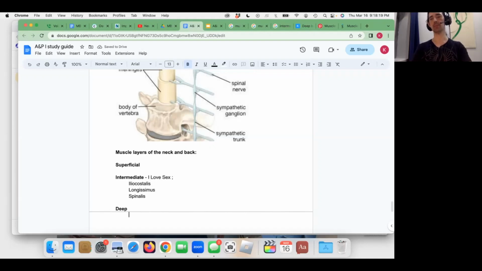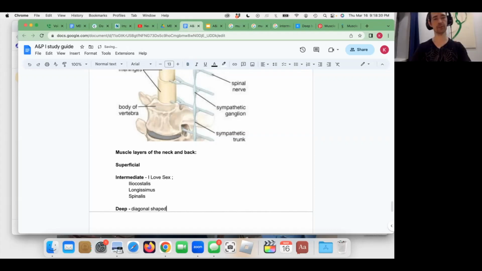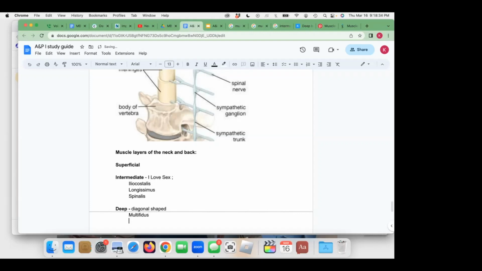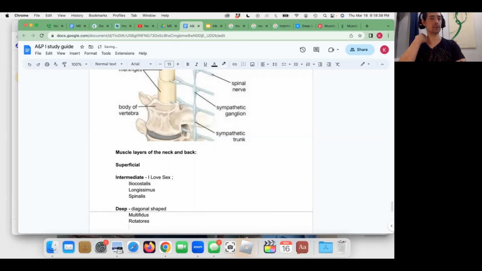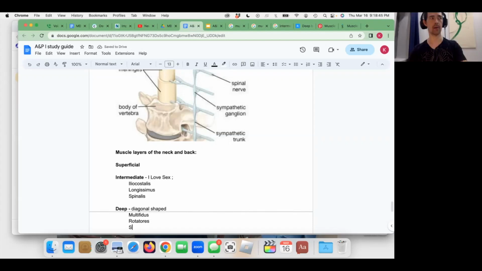So with the deep, remember, those are the ones that are diagonal shaped. Multifidal. Yeah, multifidal is fine. It's multifidus. Rotatores. And then there's one more, which is the intercostals. I don't think so. There's the semispinalis.